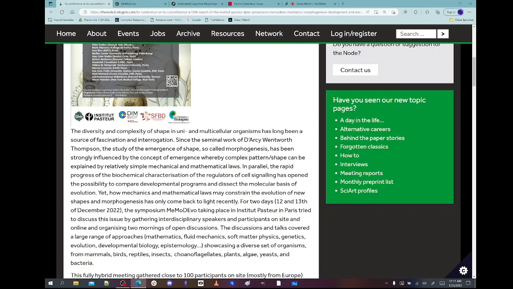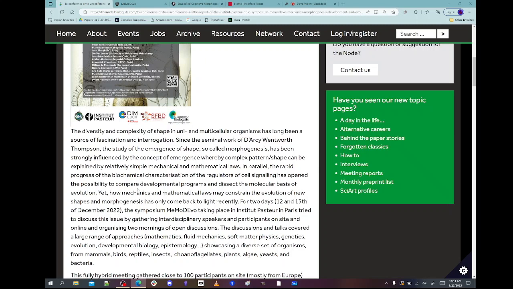In parallel, the rapid progress of biochemical characterization of the regulators of cell signaling has opened the possibility to compare developmental programs and dissect the molecular basis of evolution. So we can take these types of mathematical transforms that describe differences in shape, but we can also look at the biochemistry of these changes. And we know from MEMoDevo that these changes are due to changes in, say, the promoter of certain genes, or changes in gene expression over the course of development, and it results in size changes, shape changes, shape transformations, and so forth.